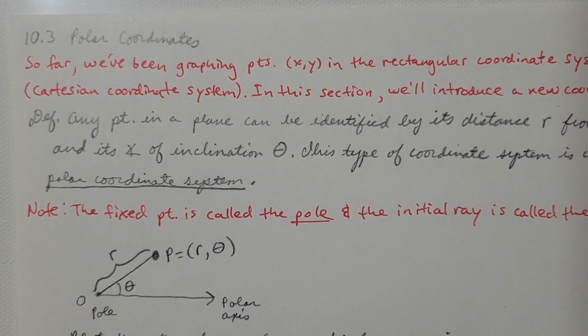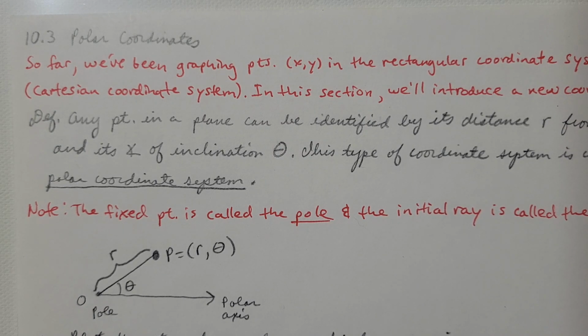Okay, we're going to start section 10.3 now. Similar to what we saw with 10.1 and 10.2: in 10.1, they talk in general about what parametric equations were and give some examples, and then in 10.2, we talk more about the calculus part of parametric equations. The same thing is going to happen here with polar coordinates.